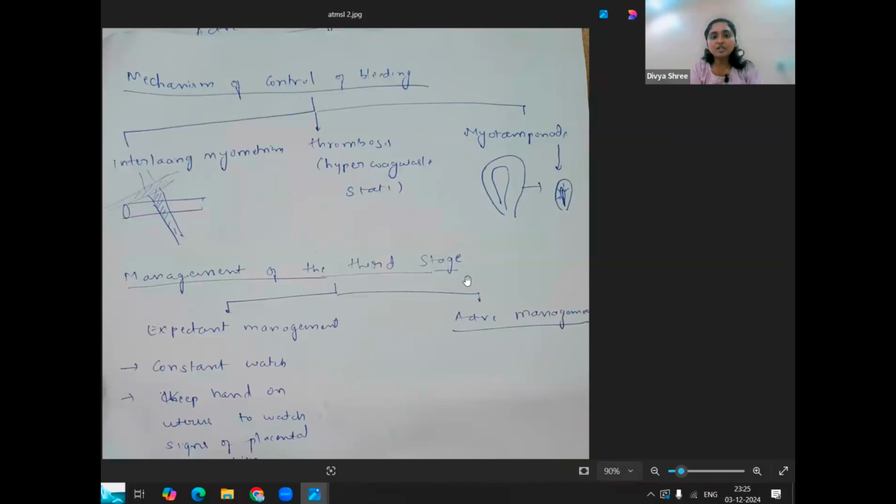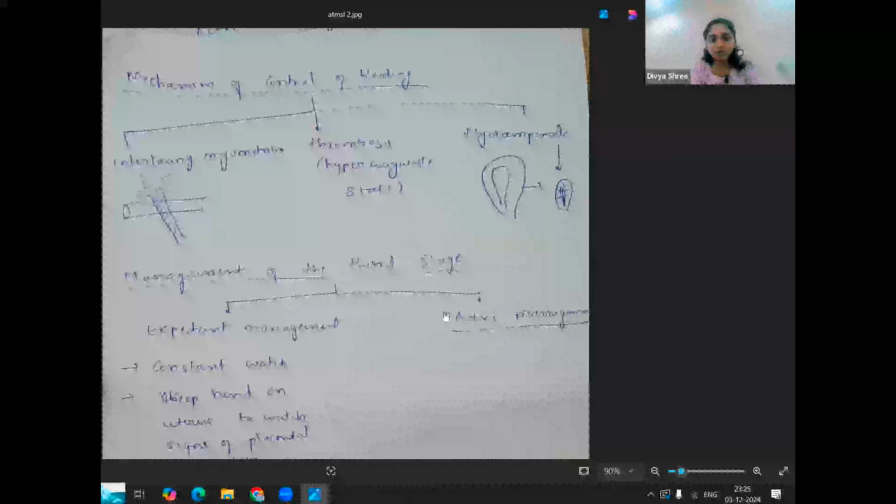So, how do you manage this third stage of labor? There are two types of management. One is expectant management, and the other is active management, which is today's topic. First, I'll tell you the expectant management, and then we will understand why active management has to be done and how important it is in obstetric practice.